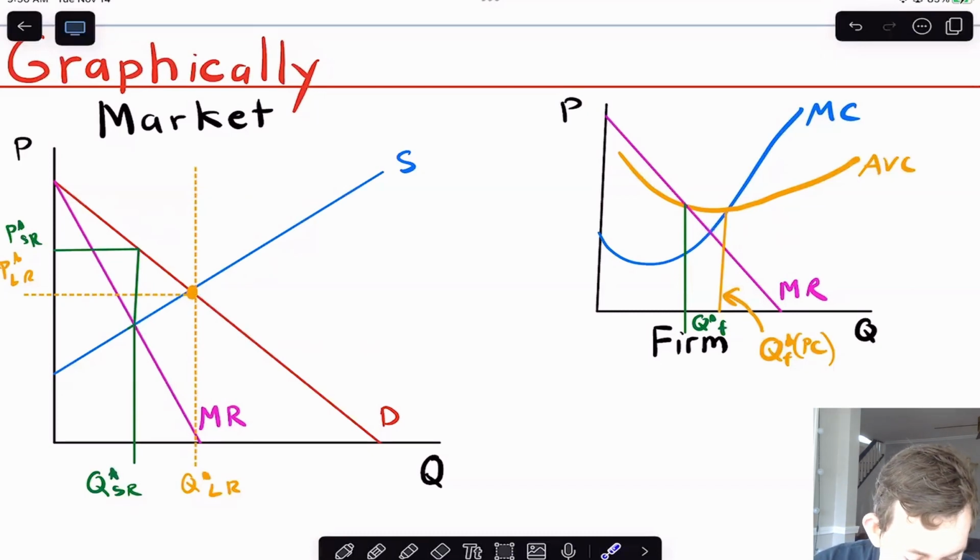So really just what I'm trying to do with both of these graphs is lay out a couple of different scenarios. So hopefully that's not confusing.